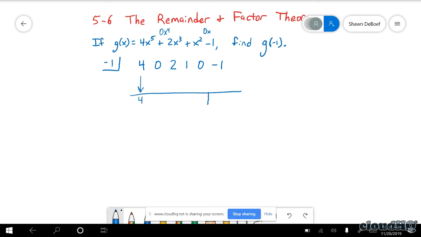Drop that first number straight down. Multiply it by the number in the box. 4 times -1 is -4. Combine them with the 0, you get -4. -1 times -4 is 4.